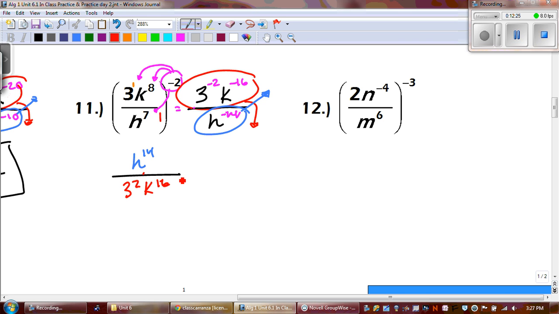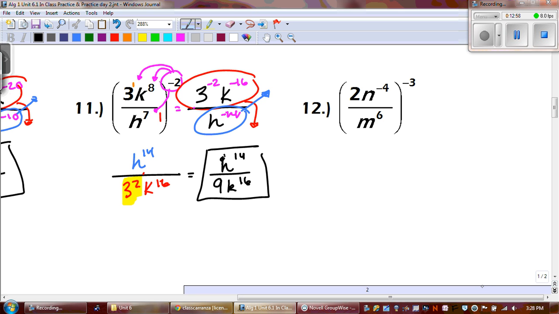Okay, now, we're not done because there's one thing that we can do. You always want to simplify your numbers. Okay, so h to the 14th stays. 3 squared is 9. And then we have k to the 16th. Okay? We can't do anything else because h and k are different bases. All right, we're only going to do 2 more of these. We're doing 12 and 16.